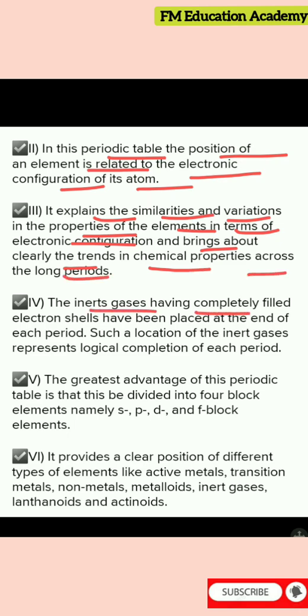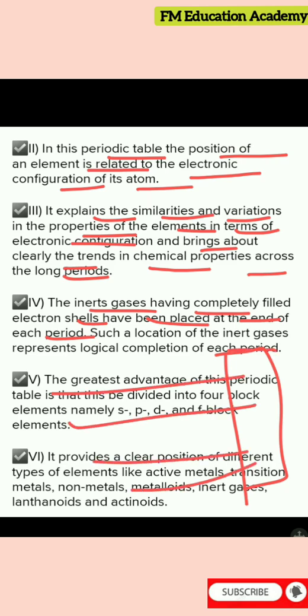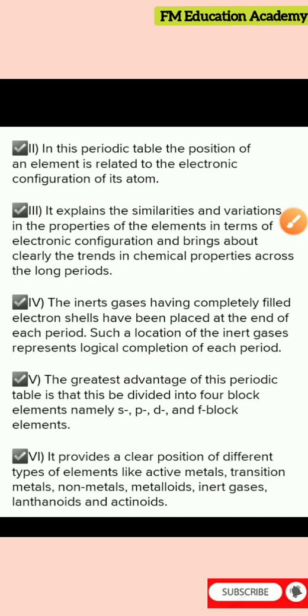Inert gases having completely filled electron shells have been placed at the end of each period. We know that the last column at the end of each period is your noble gases, right? Such a location of inert gases represents the logical completion of each period.